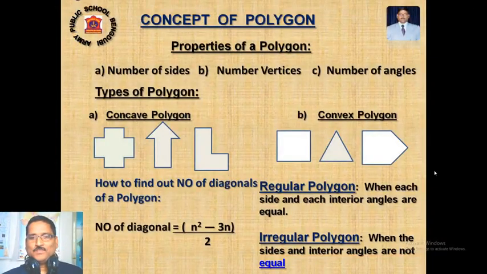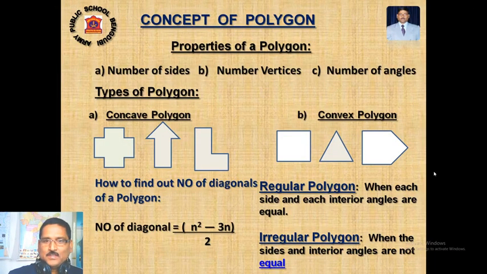I think you have clearly understood what is said. What is a polygon, what will be the shape of a polygon, what will be the types of polygon, everything is clear. Only a little bit of correction. He said a regular polygon is when the interior angles are equal, but it is not like that. Interior angles and each side should be equal, then only it will be a regular polygon. Understood? Coming to next.